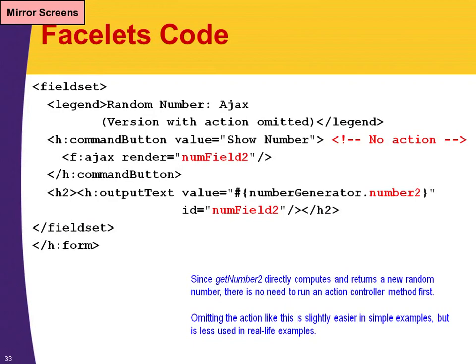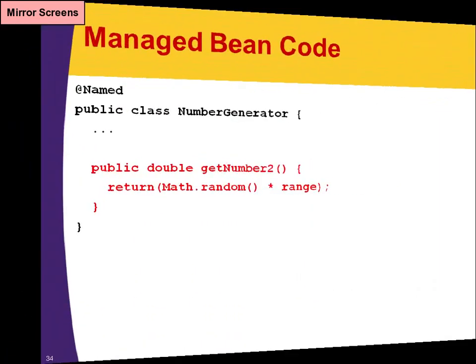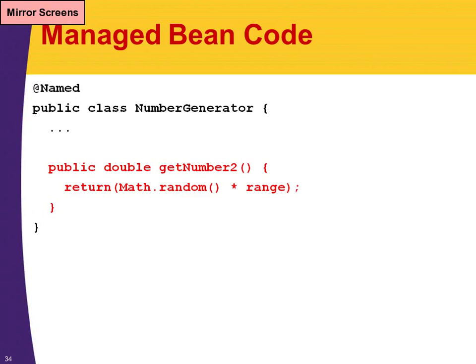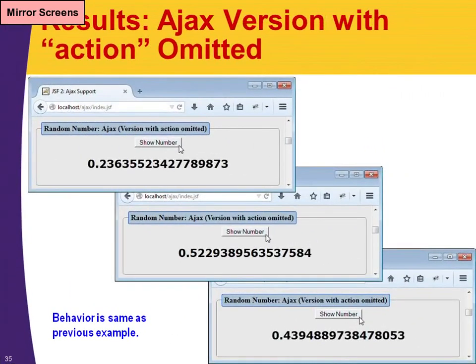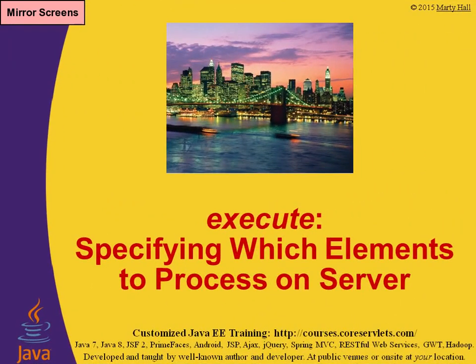So in this case, there's no action. We just do the render, and the difference is, if you look here, the getNumber2 version of getNumber is actually computing the random number inside of itself, instead of simply returning the value of the number2 property. But in fact, it works just fine in a case like this. So, something to keep in mind.